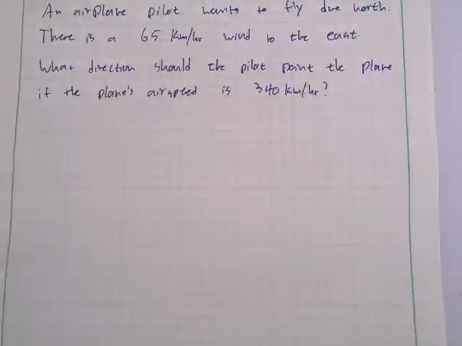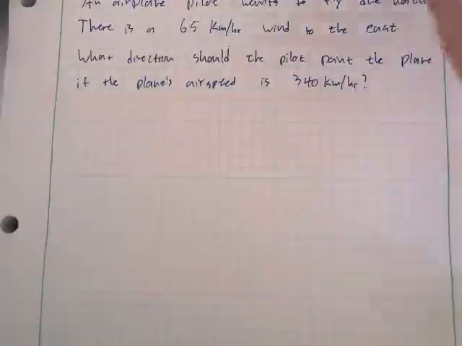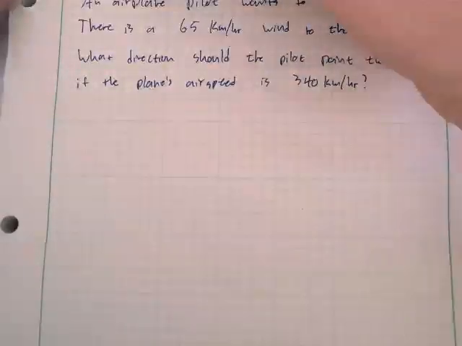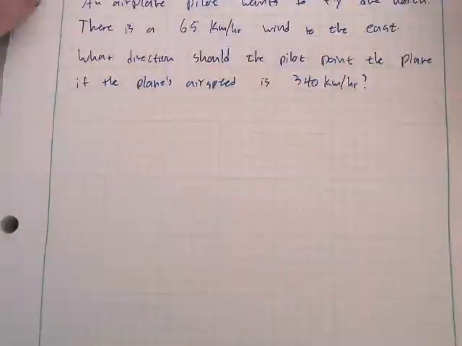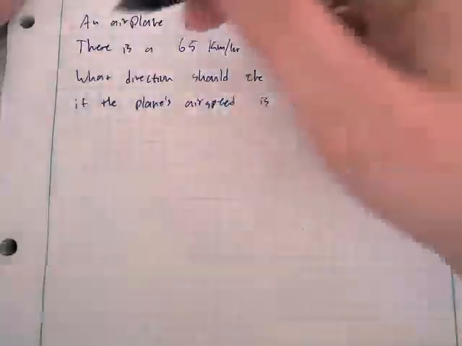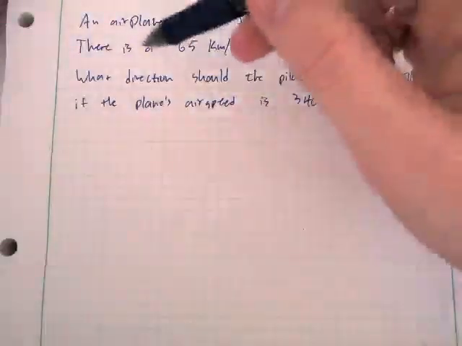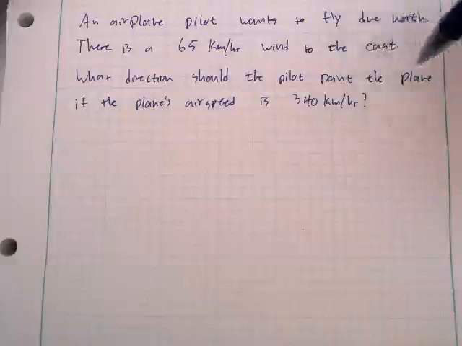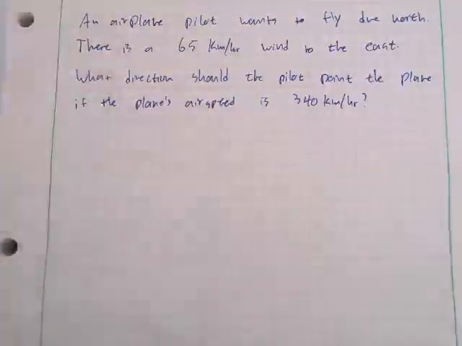All right, let's do one more example. This time we'll have an airplane flying through the air, right? Okay, so for this problem, we're going to say we have an airplane pilot wants to fly due north. There is a 65 kilometer per hour wind to the east. And so we're going to ask, what direction should the pilot point the plane if the plane's airspeed is 340 kilometers per hour?